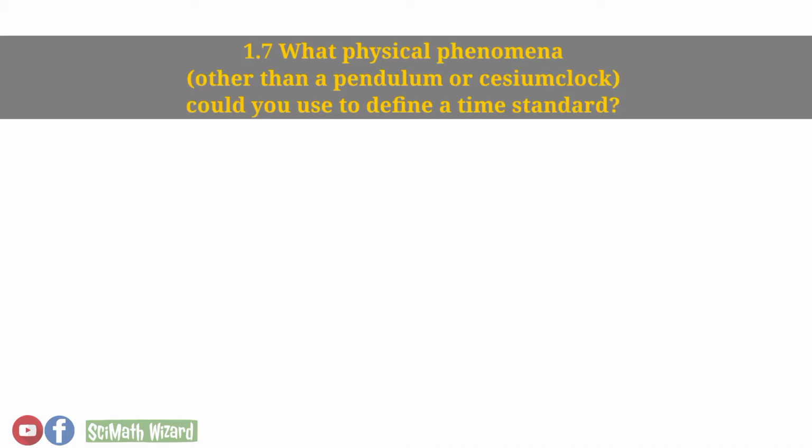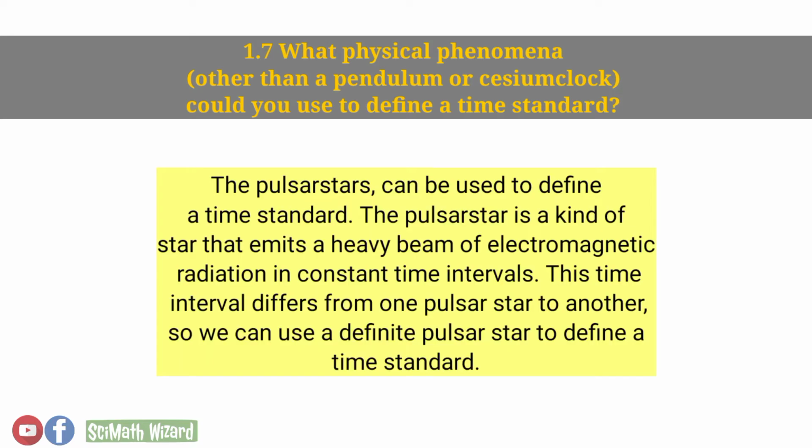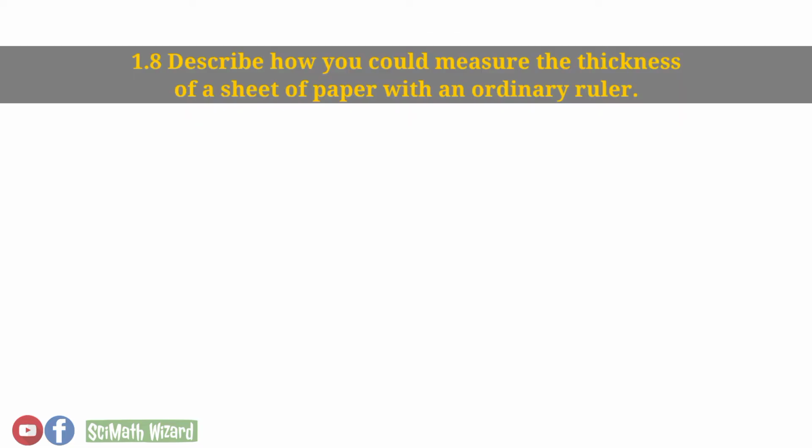Question 1.7. What physical phenomena, other than a pendulum or cesium clock, could you use to define a time standard? The pulsar stars can be used to define a time standard. A pulsar star is a kind of star that emits a heavy beam of electromagnetic radiation in constant time intervals. This time interval differs from one pulsar star to another, so we can use a definite pulsar star to define a time standard.